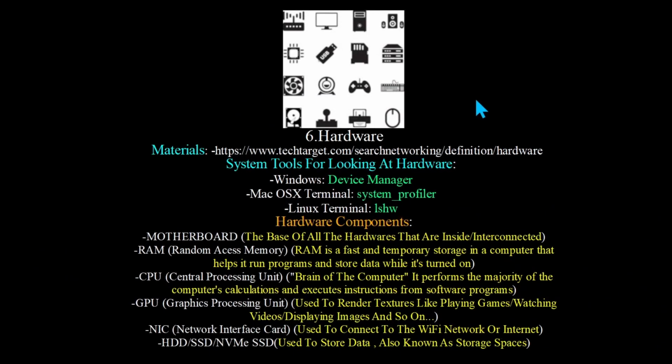The sixth one will be hardware, so those are all the physical components which are turned on by electricity, where you guys power on the devices or systems. So the motherboard is like the base of all the hardware components that are interconnected inside. That's where all the hardware components basically sit.